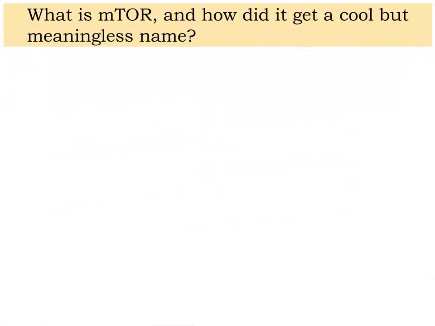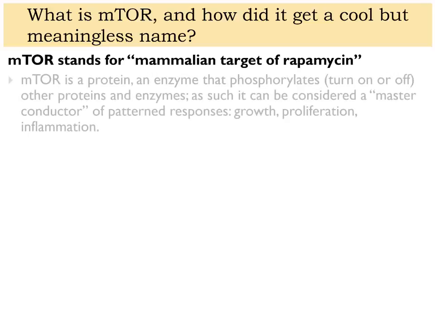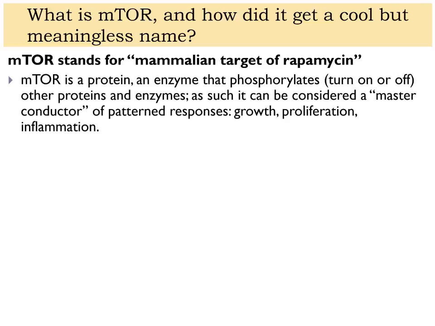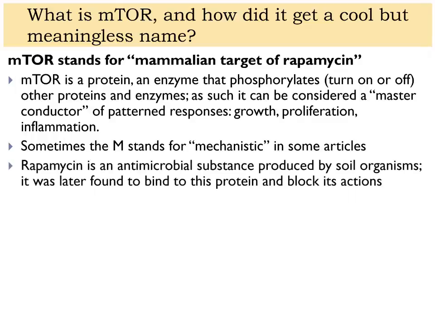So what is mTOR? Let's look at it on another level. What is mTOR and how did it get a cool but meaningless name? mTOR stands for mammalian target of rapamycin. mTOR is a protein. Again, it's an enzyme that phosphorylates other proteins, and so it's kind of the master conductor of certain patterned responses. Sometimes the M stands for mechanistic, sometimes it stands for mammalian, depending on which article you are reading.